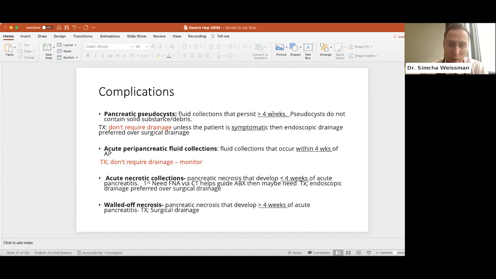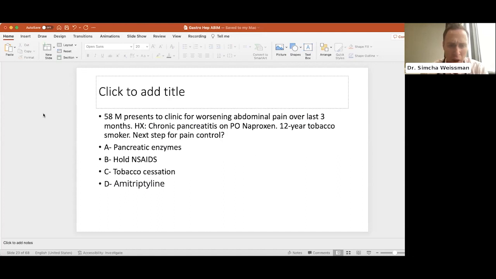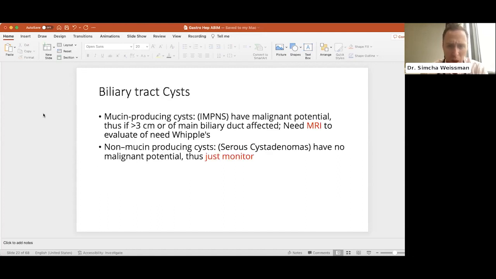Now, greater than 4 weeks, it's either a pseudocyst or walled-off necrosis. If it's a pseudocyst with no debris, conservative care unless they're symptomatic. If it's walled-off necrosis, you need surgical drainage. The exam could test you on any of these 4 complications status post pancreatitis. They love to test this.